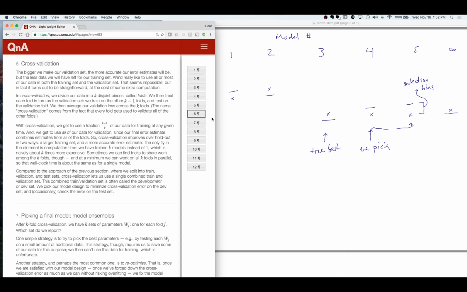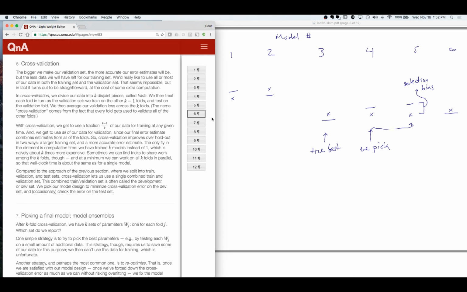Now, the problem, like I mentioned, is computation time. We've trained k models instead of just one, which is, at least naively, k times more expensive. But computers just keep getting faster and faster, so that's less and less of a problem. Although people also keep thinking of more and more expensive ways to train machine learning models, so it becomes more and more of a problem.